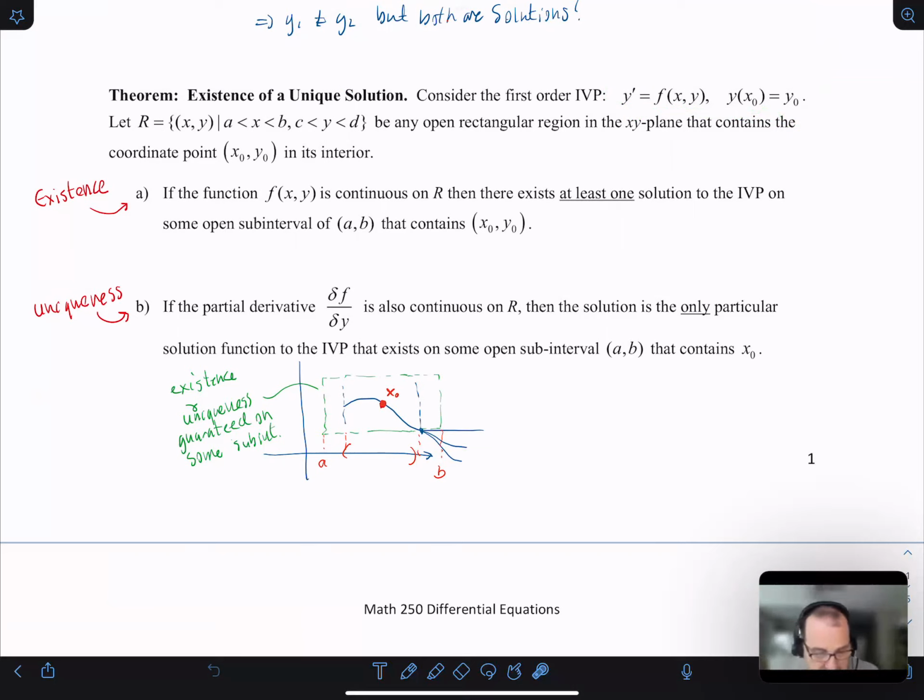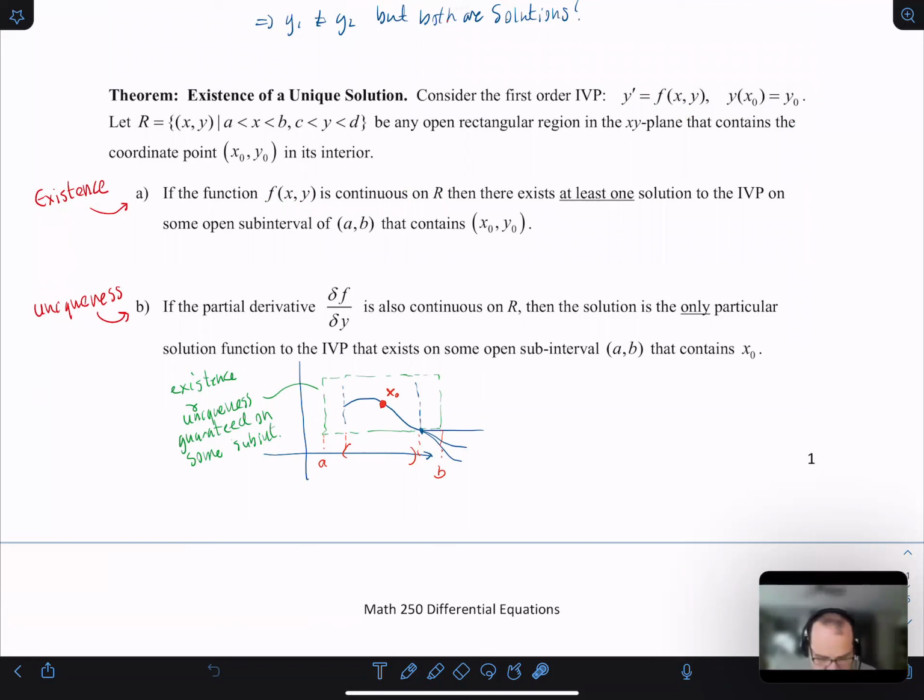So the theorem states, suppose we have this open rectangle of some sort. Inside the open rectangle is our initial condition point. If the function f of x,y is continuous on the rectangle R, then there exists at least one solution to the initial value problem on some open subinterval of (a,b). So inside the rectangle, on the x interval, there would be some interval where we have at least one solution. It turns out that the continuity of f of x,y tells us about existence of a solution.